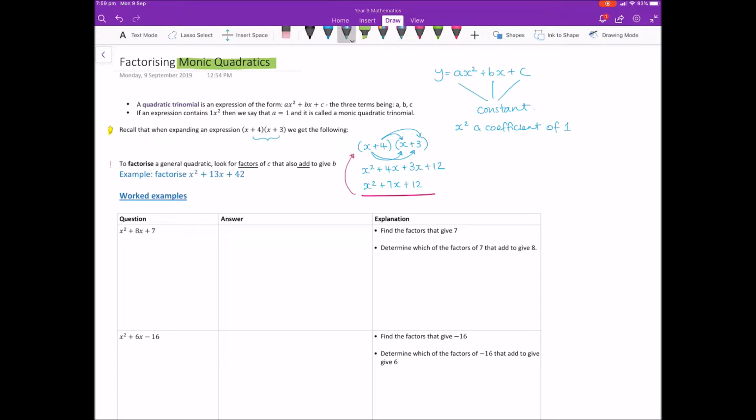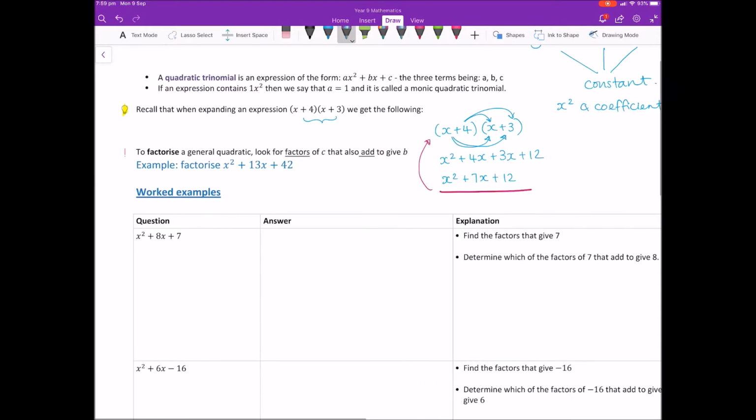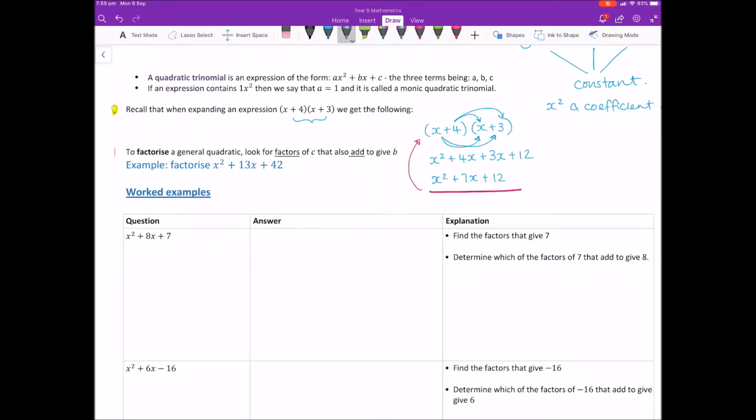To put it simply, to factorize a general quadratic, we look for factors that multiply to give us c. When I say c, I'm referencing c in the general equation. And these two factors must also add to give us b, which is the coefficient in front of the x term.